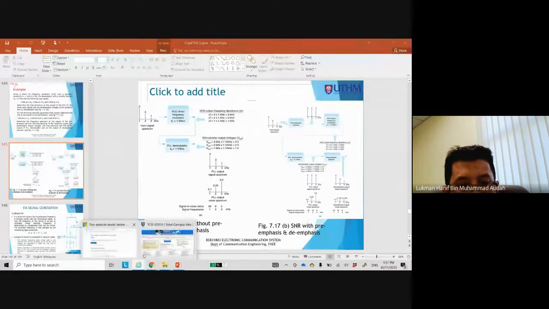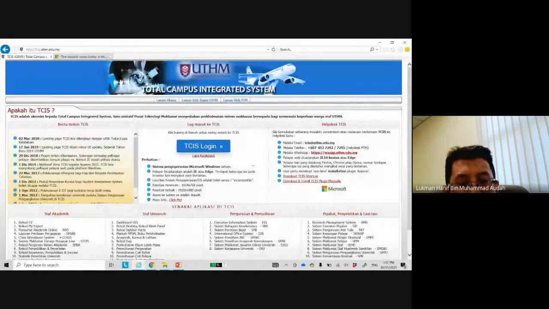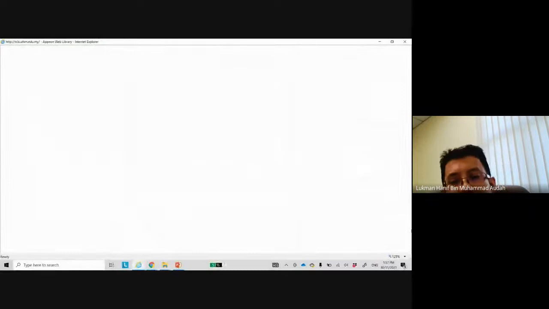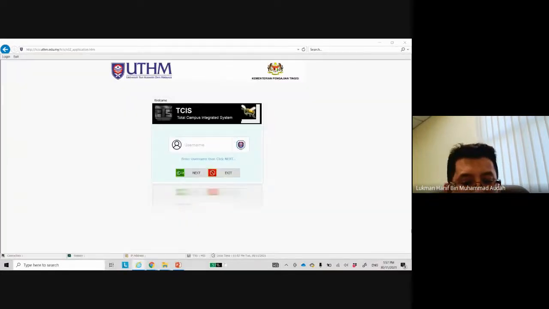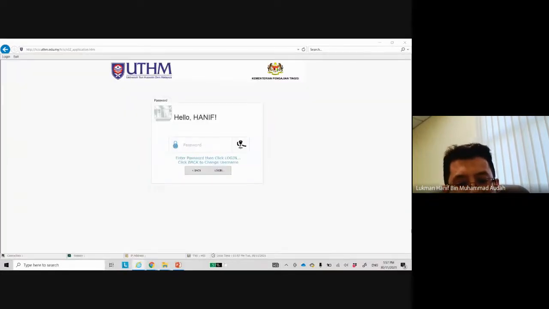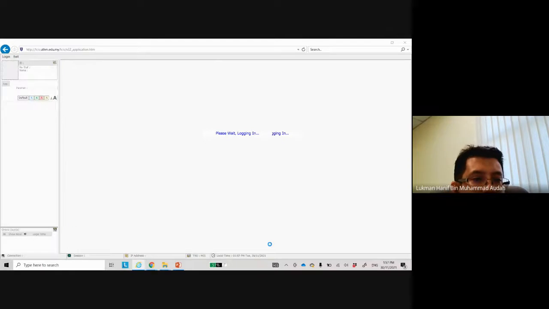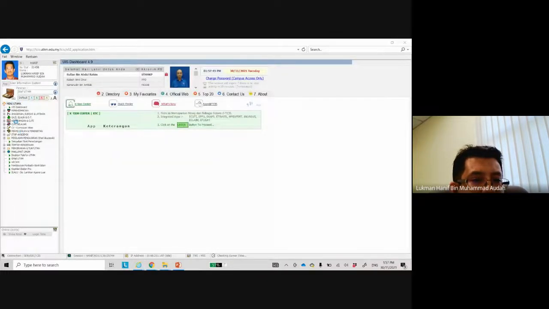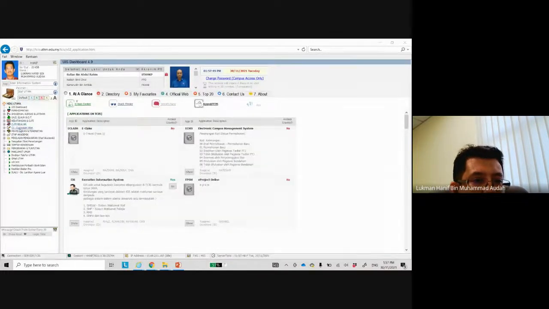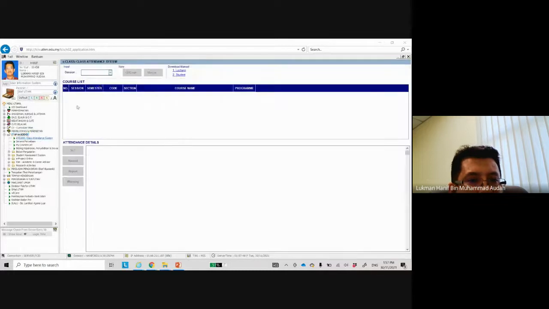Okay, so let's take the attendance and then you can move to the next class or take a break. So you can open your QR code reader. After you scan, then you can move to the next class.